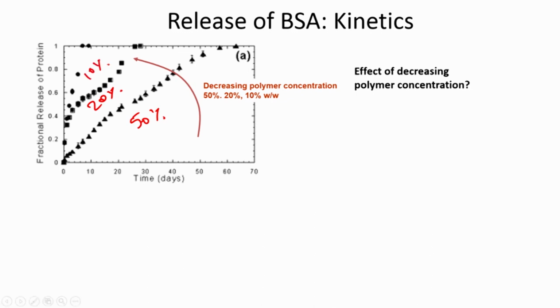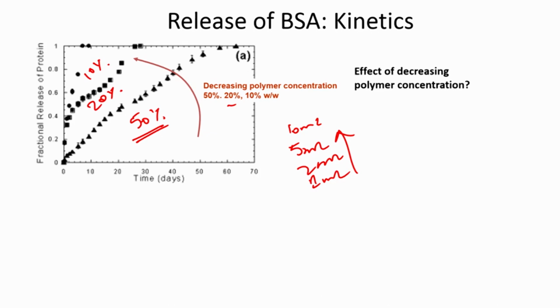So what does that mean? When I say 50%, that means the polymer is about 50% of the whole volume, right. So let us say if I make a 10 ml gel, then 5 ml of that is the polymer itself, or 2 ml of that is polymer for 20%, and then similarly 1 ml of that is polymer. So the chains are becoming more and more as you increase the polymer concentration.